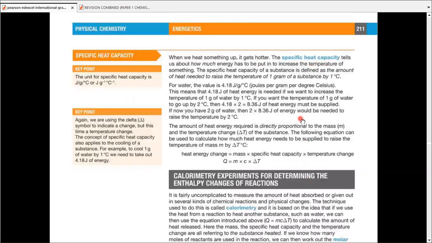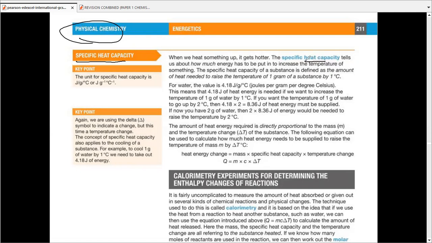So before we discuss it, we need to understand one thing: specific heat capacity. Specific heat capacity is something that we study in physics as well as in chemistry, hence the part physical chemistry. It's actually related to both subjects.